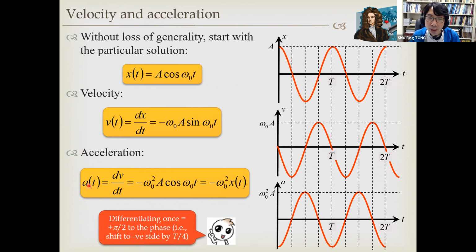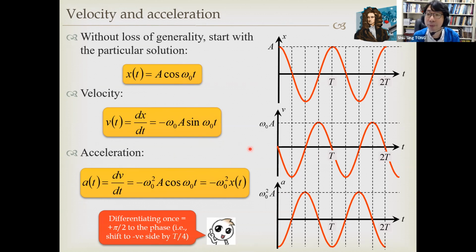Now, how about the acceleration? The acceleration goes as minus cosine omega naught squared. So it becomes something like this. The maximum of the cosine becomes minimum, right? And that again corresponds to a shift of the velocity curve to the left side, again by a quarter of the period. So differentiating once on the cosine curve or the sine curve will shift the curve by a quarter of a period to the left, to the negative t side.